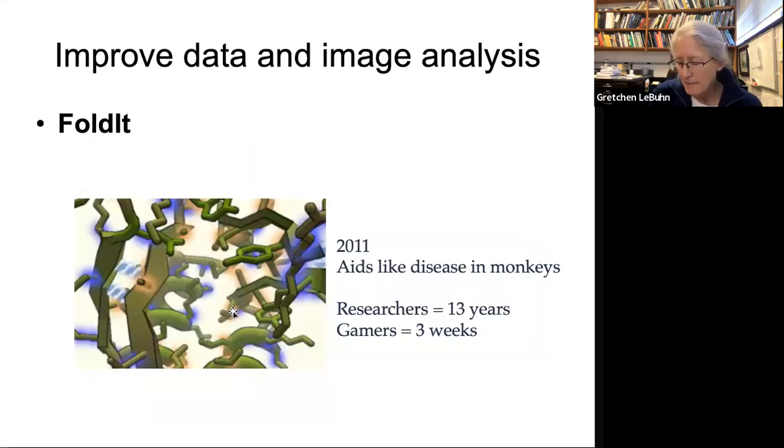There's been participation in projects that improve data and image analysis. There's a great community science program out there called Foldit, and Foldit has you try to put together DNA molecules, and they were able to actually construct the correct molecule configuration for an AIDS-like disease in monkeys. And researchers, it had taken them over 13 years to get there. And when they put it out to the Foldit community, the gamers got it in 3 weeks.